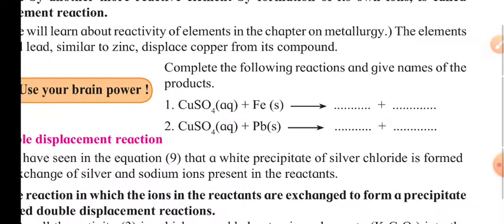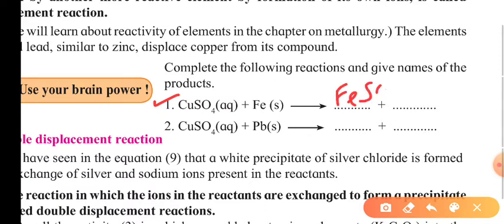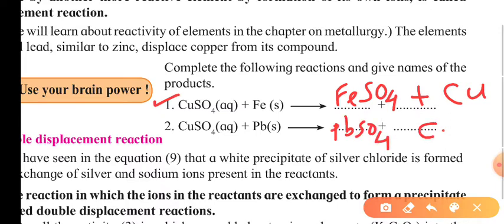Here you can see they have taken the example of copper sulfate reacting with iron. Iron is more reactive than copper, so it will form FeSO4 and copper will be released out. In the same way, here it will form lead sulfate PbSO4, and here again the copper will be released out.